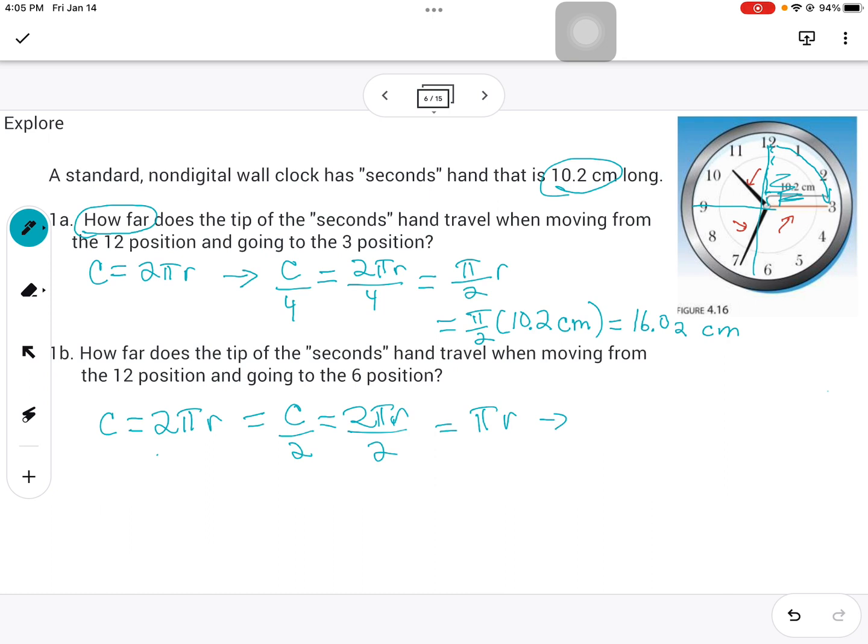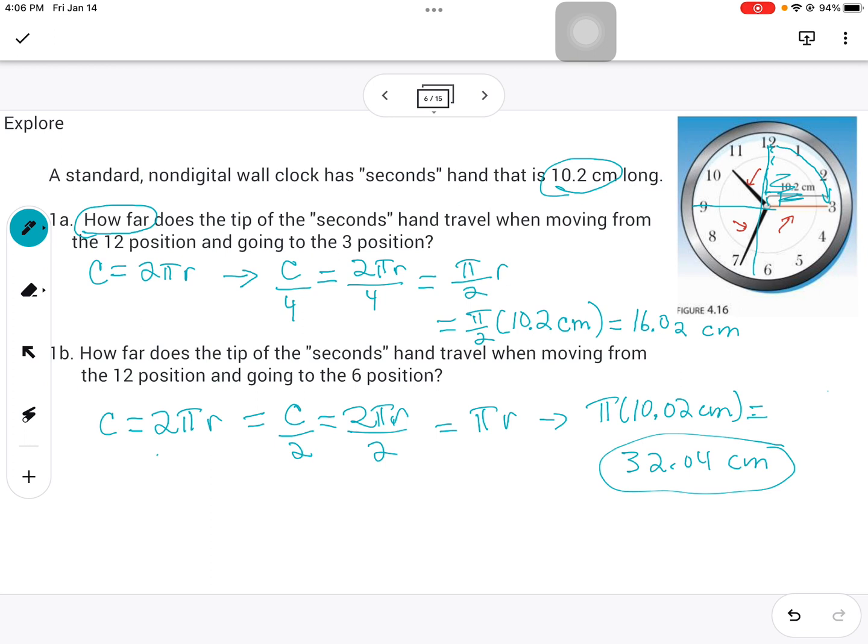So when I plug that in, pi times 10.02 centimeters, again, take your units, that's going to equal, using my calculator, 32.04 centimeters. Okay, so we've answered the question about how far.